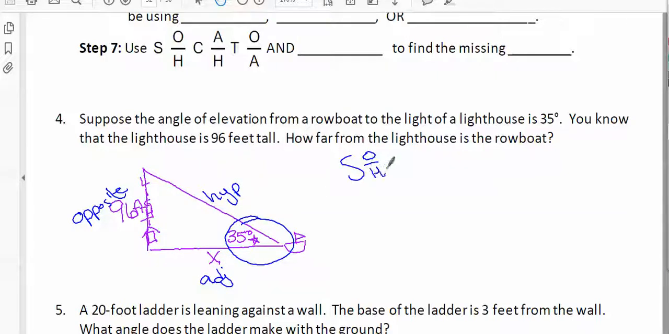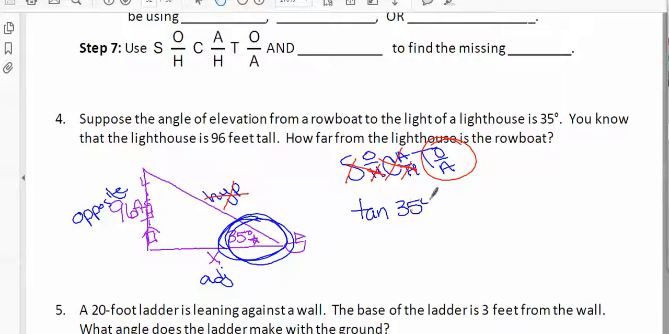If I look at SOHCAHTOA, I'm going to cross out or get rid of the letter H because I don't have a hypotenuse here. So I'm going to use tangent or TOA. So tangent of what? What angle did I pick? 35 degrees. And what is that equal to? Opposite over adjacent. Opposite is 96. And adjacent, I don't know what it is.